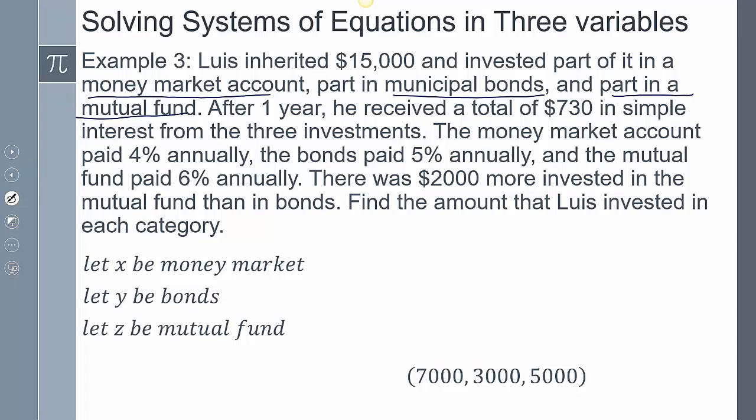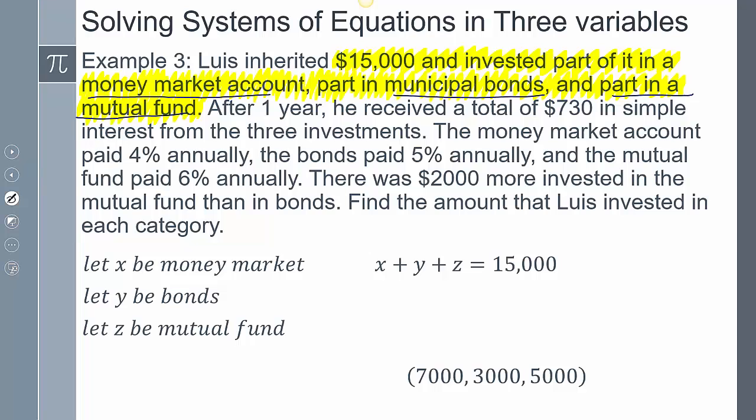Now, after 1 year, he received a total of $730 in simple interest from the 3 investments. So there's one relationship. The money market account paid 4%, bonds paid 5%, and the mutual fund paid 6%. There was $2,000 more invested in the mutual fund than the bonds. Find the amount that Luis invested in each category. So like I said, we have our X, Y, and Z because we know the 3 different accounts. The first relationship was that he inherited $15,000. So if I add the dollar amount for all 3 accounts, that's going to total $15,000.